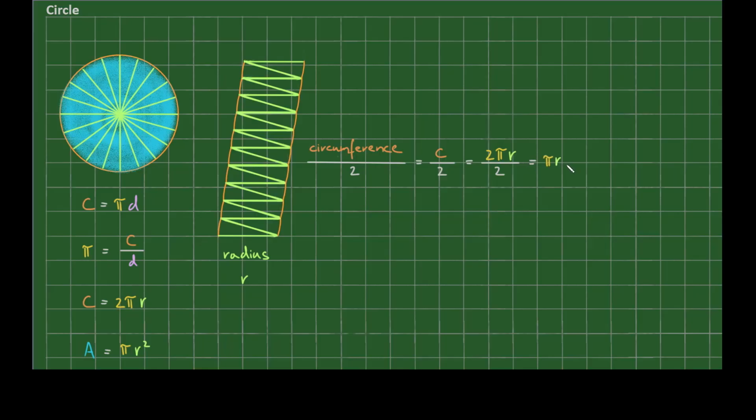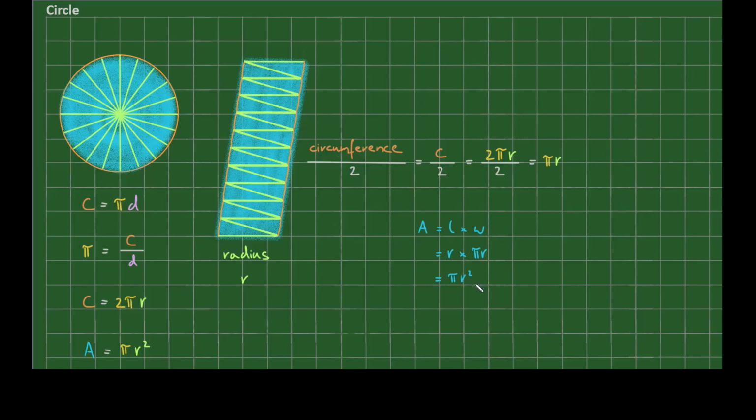How does this help us? Well, what was the formula for the area of a rectangle? The area of the rectangle was length multiplied by width, or base times height. In this particular case, the base is the radius and the width, or the height, is pi r. If I multiply r by pi r, I will end up with pi r squared. And there is our formula for the circle.